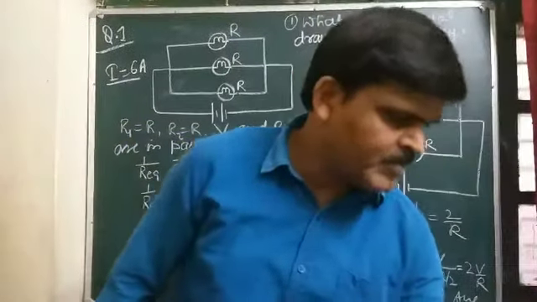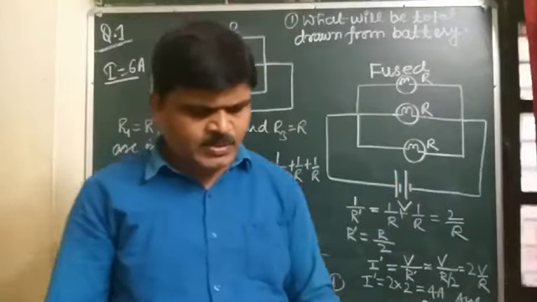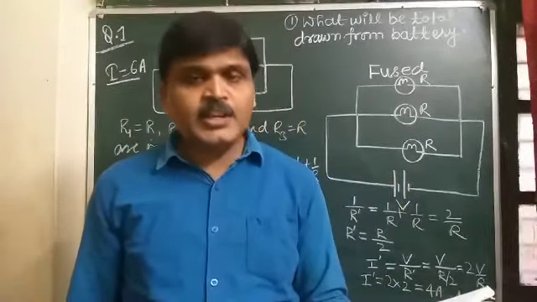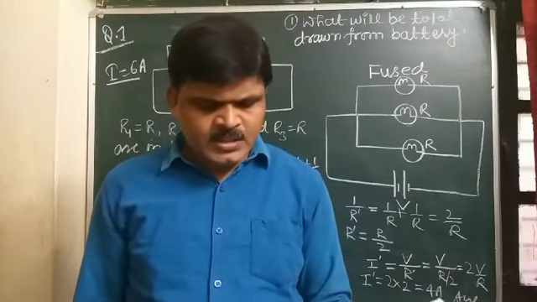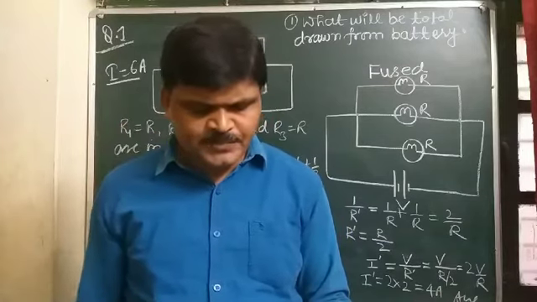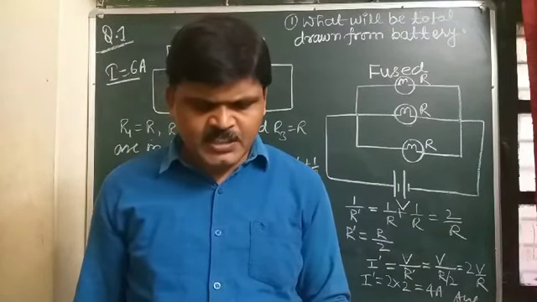And students, next question, listen carefully. A uniform wire of resistance R is cut into 3 equal pieces, and these pieces are joined in parallel.